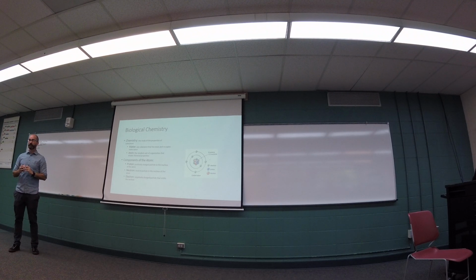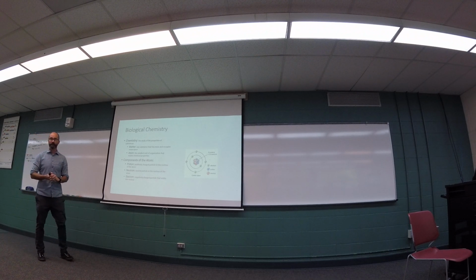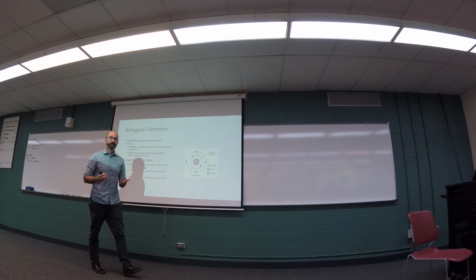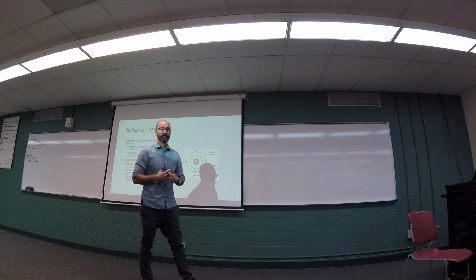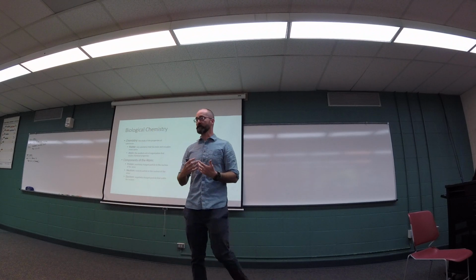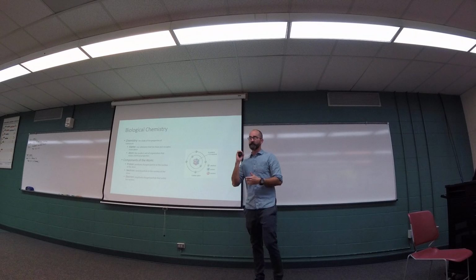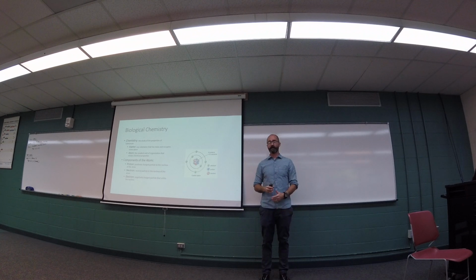Now, I don't have this on the PowerPoint, but I would like you to keep this in mind. When naturally occurring, the number of protons is equal to the number of electrons. Neutrons are wacky. There can be any number of neutrons. But generally speaking, when naturally occurring, and particularly without a charge, the number of protons is equal to the number of electrons.